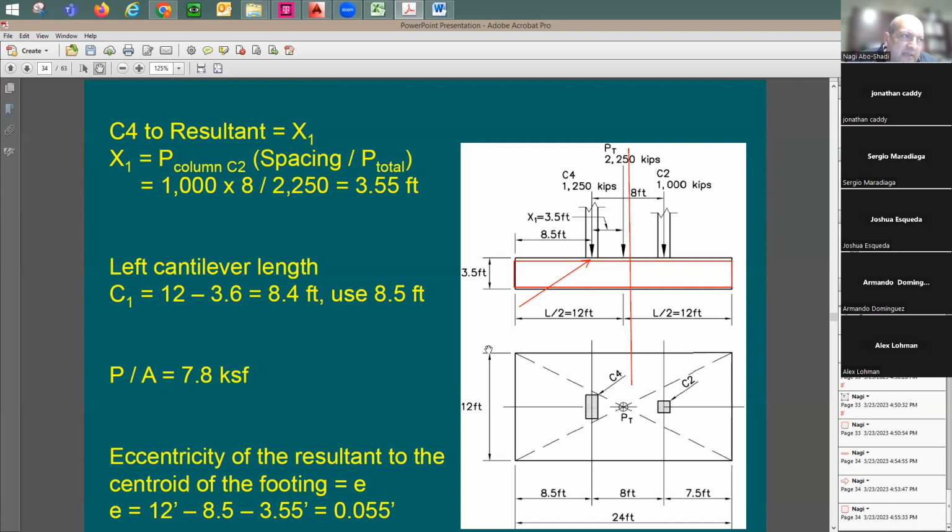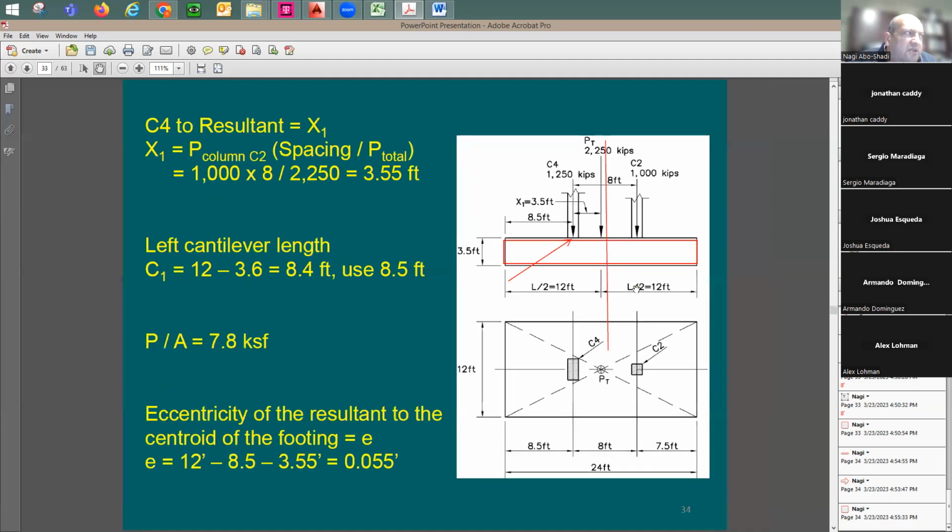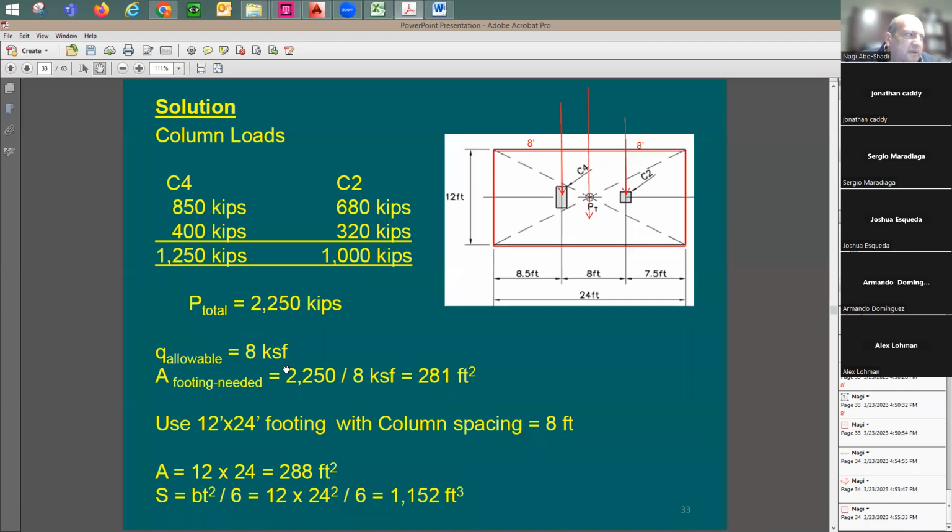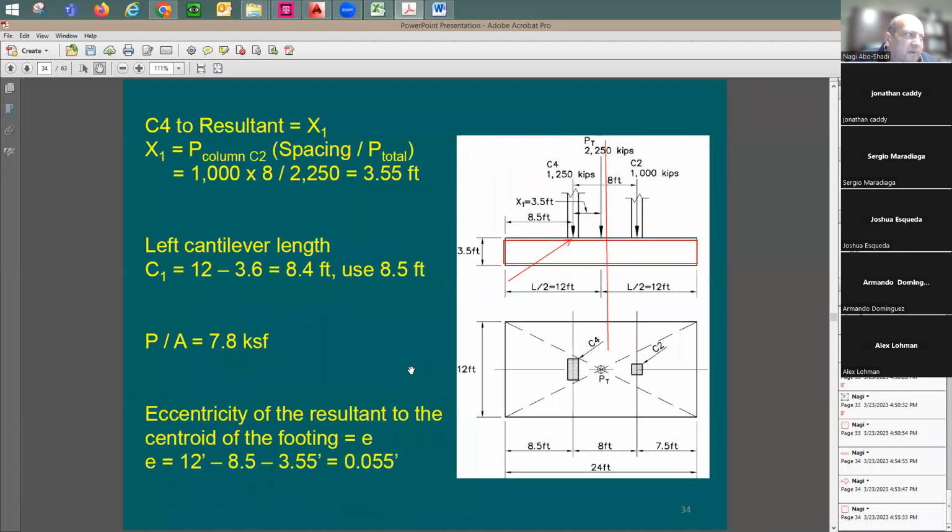Now, in a case like this, the pressure below the footing is going to be simply equal to the total force divided by the total contact area. How much was the total force again? 2250. Contact area? Let me check. Contact area is 288. Now let's take here the actual pressure. 2250 divided by 288 is going to be 7.8, and this is okay because it is lower than 8 KSF for the net pressure.